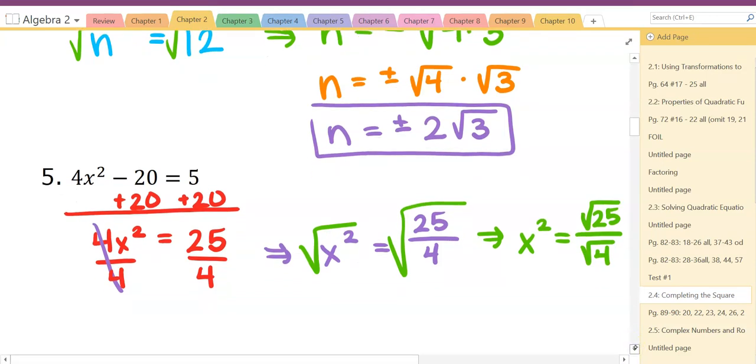So what is the square root of 25 again? 5. So I'm going to do x equals, because now I'm going to square root both sides. So I'm going to do x equals plus or minus 5. And what's the square root of 4? 2. So my answer is going to be 5 over 2.